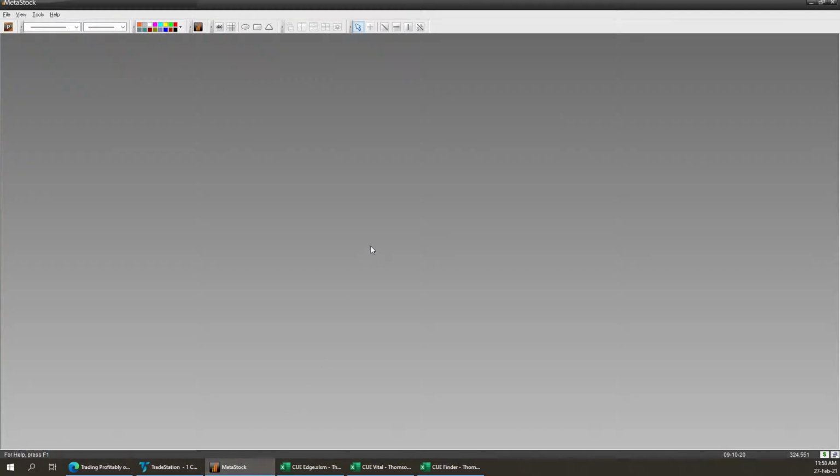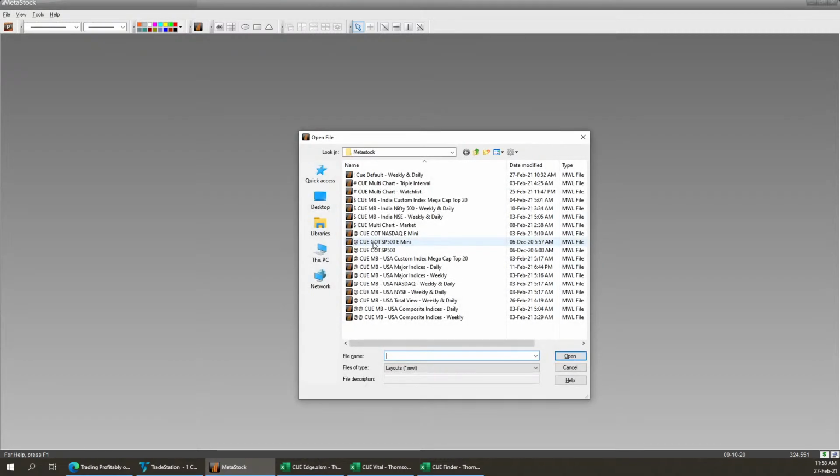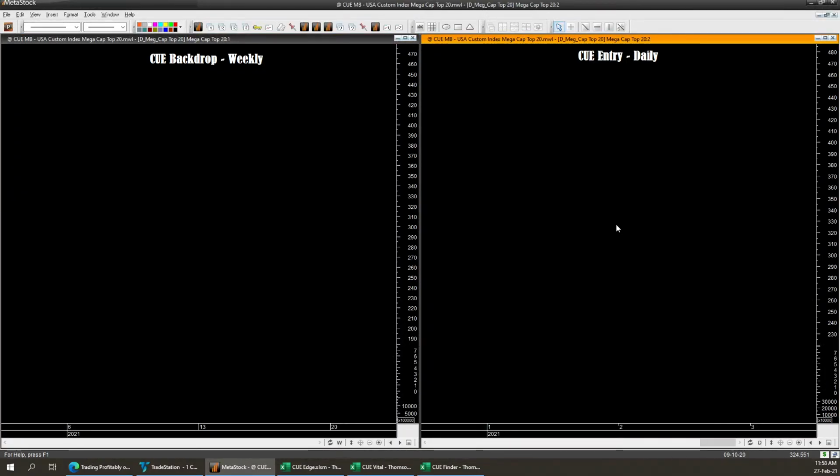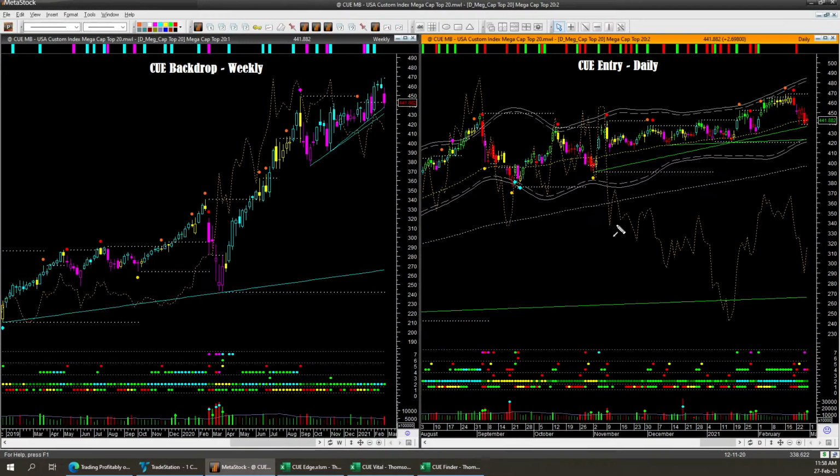Let's now look at the market internals to complete our market view. The mega cap top 20 index we already saw. Let's have a quick look at it again. That is at trend line support both in daily and weekly, and that certainly gives support to the idea of buying some stocks on Friday.